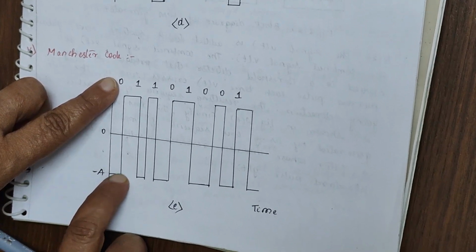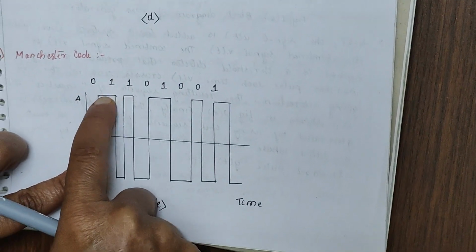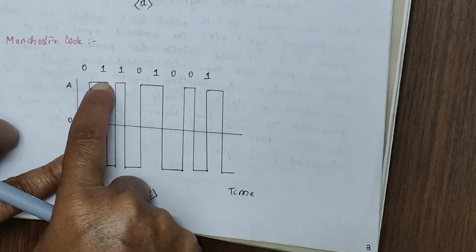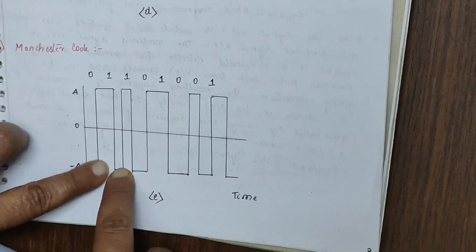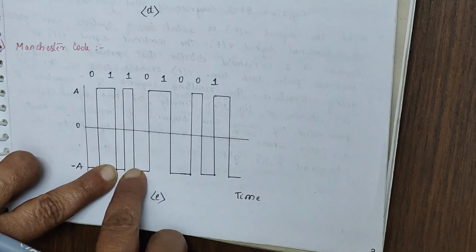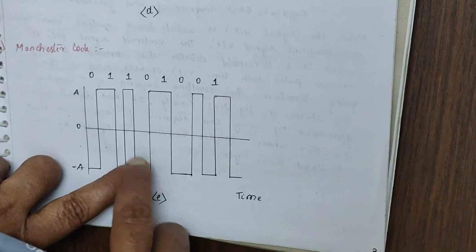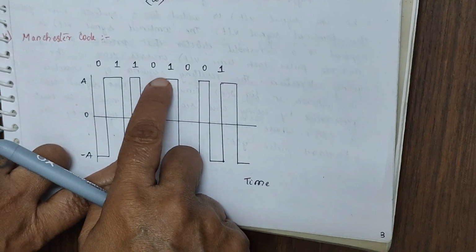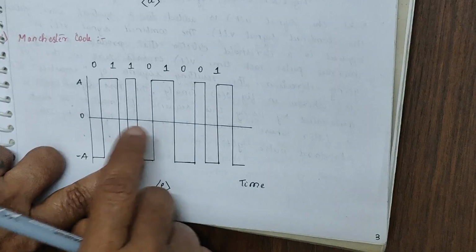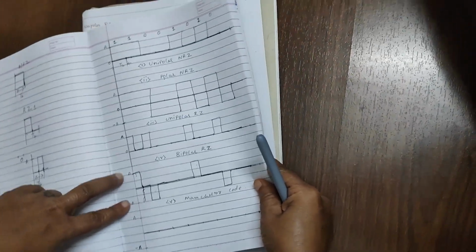So now let us see for symbol 0. Start with half duration minus 1, another half duration plus 1. Since symbol 1, plus for half duration, then another half duration minus 1. Symbol 1: plus 1 for half duration, minus 1 for another half duration. Symbol 0: half duration minus 1 and plus 1. Like this it goes. Let us draw this for another data stream, then it will be clear.